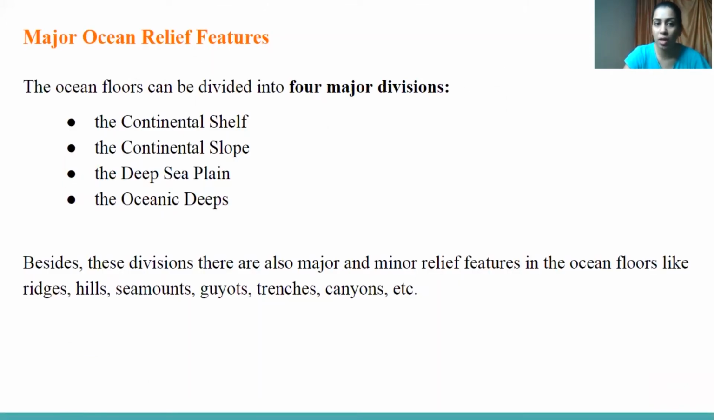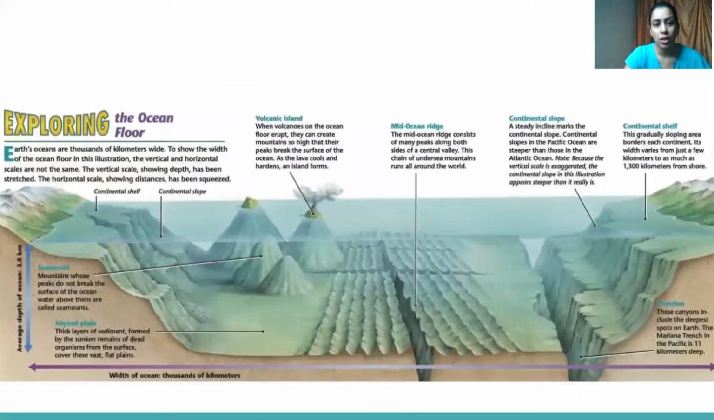The ocean floors can be divided into 4 major divisions. The first is the continental shelf, the second is the continental slope, the third is the deep sea plain and the fourth is oceanic deeps. Besides these divisions, there are also major and minor relief features in the ocean floors like ridges, hills, sea mounts, gorges, trenches, canyons, etc. So first of all, see the picture. It gives an overview of what are the ocean relief features.